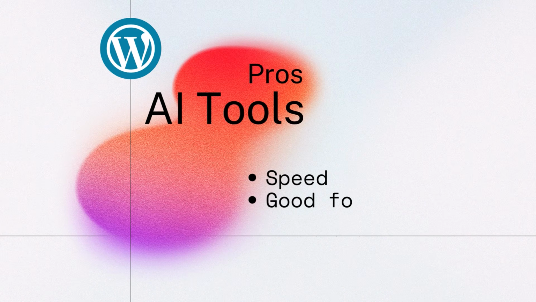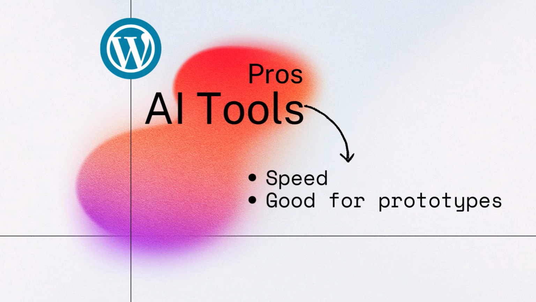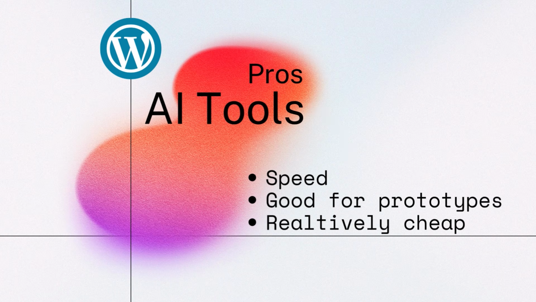So now let's look at the good things and the not too good things about using these AI tools. First off, it's fast, hands-free. You just don't need to do anything. Most times with the click of a button, the AI does all the magic for you. And secondly, it's great for prototypes and also for MVPs. And also they are relatively cheaper. You're not going to break the bank to get this done.